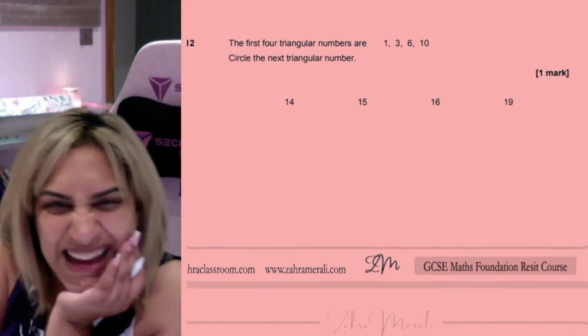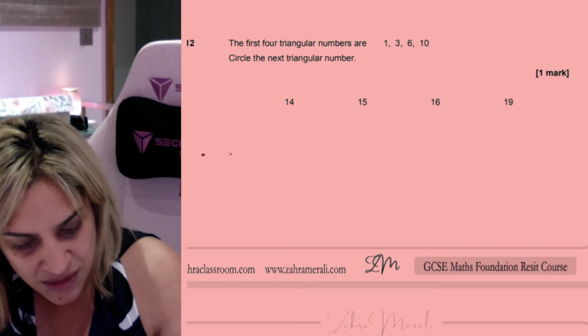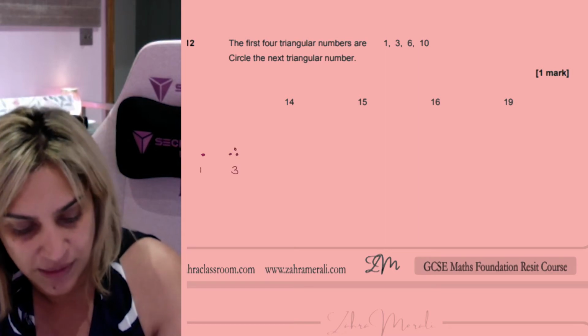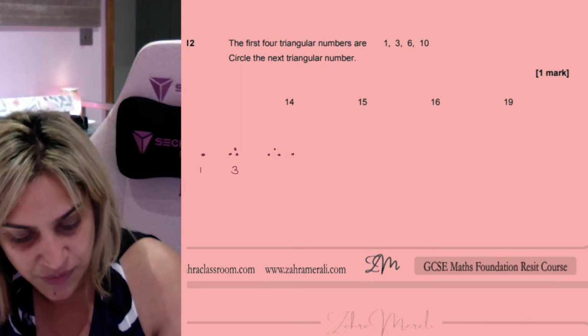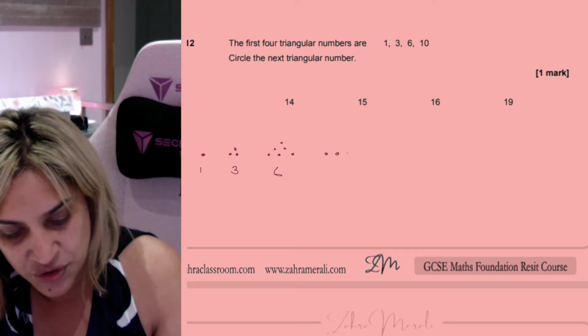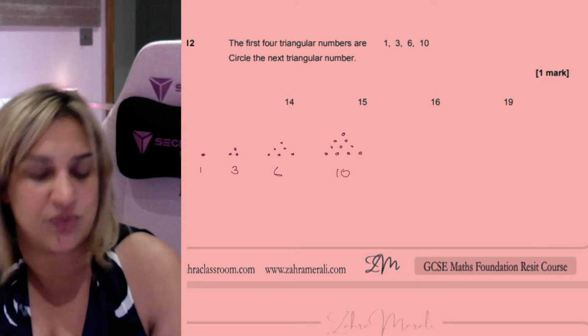Now we've got triangular numbers. Now all this means is numbers that you can write like a triangle. So we've got 1, 3. The next one you'd have 3 at the bottom, 3, 4, 5, 6. Can you see how that happens? 1, 2, 3, 4, 5, 6, 7, 8, 9, 10, which is what they said.